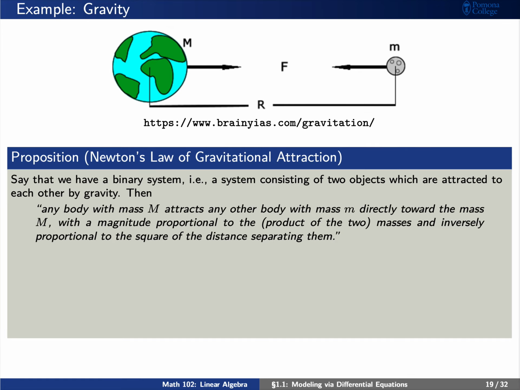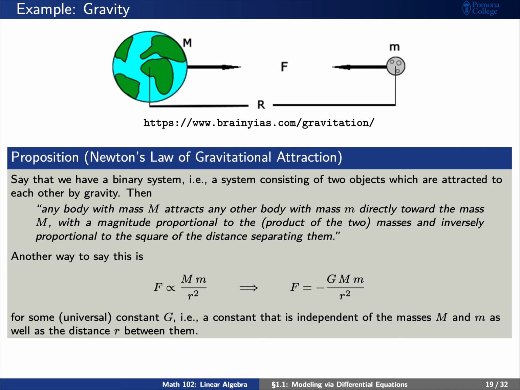Well, Newton's law of gravitational attraction states the following. Any body of mass capital M attracts any other body of mass lowercase m directly toward the mass capital M, with the magnitude proportional to the product of the two masses and inversely proportional to the square of the distance separating them. So here if we have a mass capital M, which could be the Earth, and if we have a mass lowercase m, which could be the moon, then there is an attractive force between them, but this force is not only proportional to the masses capital M and lowercase m, it is also inversely proportional to the square of the distance r separating them.